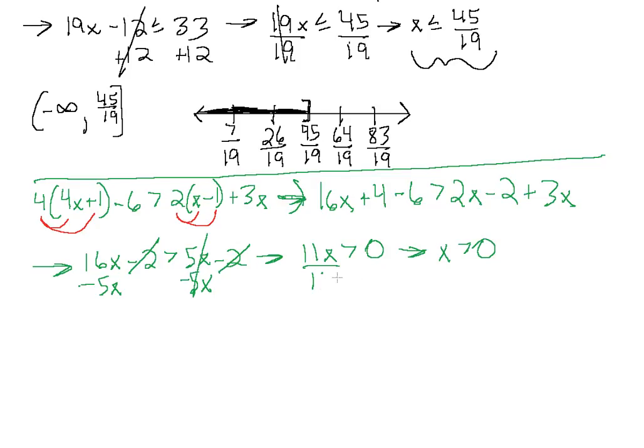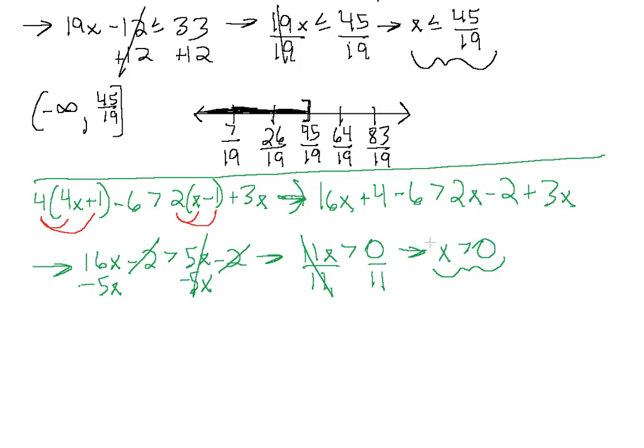We simply divided both sides by 11, and anytime we divide 0 by any number, we just get 0. So we have 0 in the numerator, so x is greater than 0, so our solution set is the set of all positive numbers, positive real numbers.